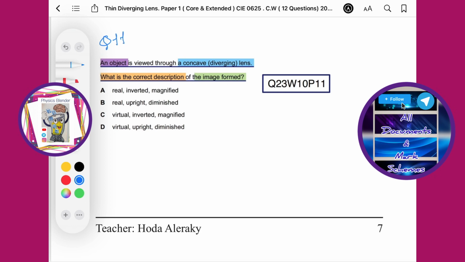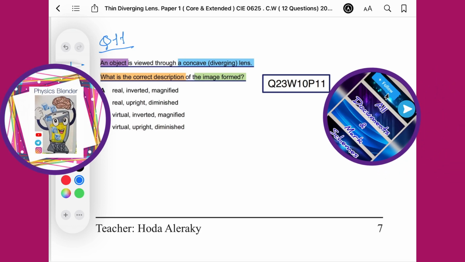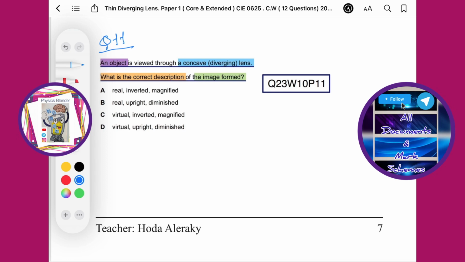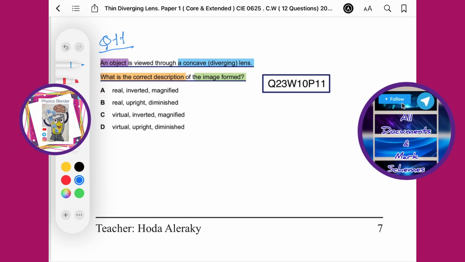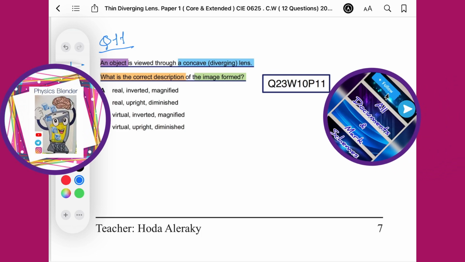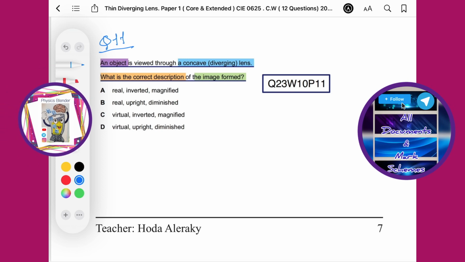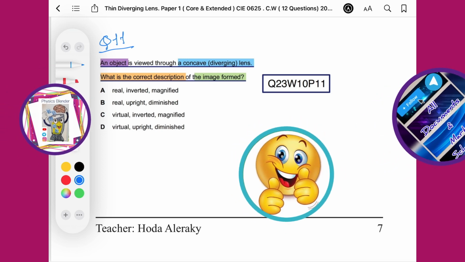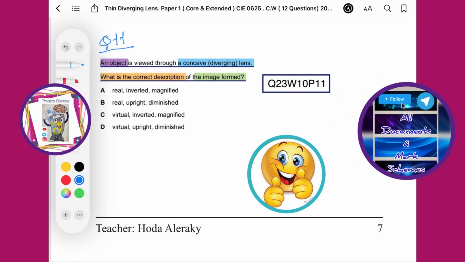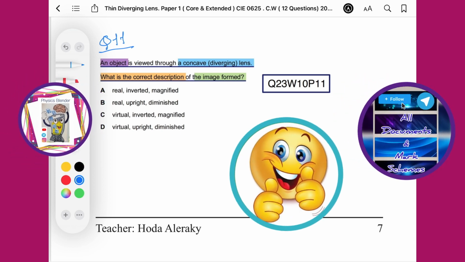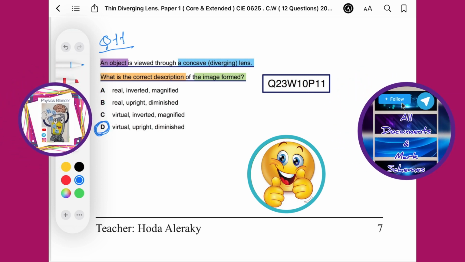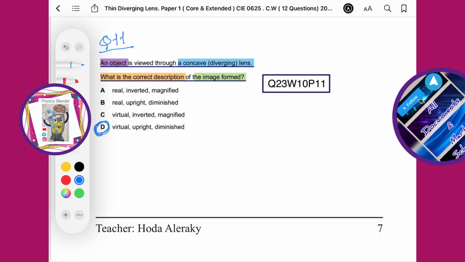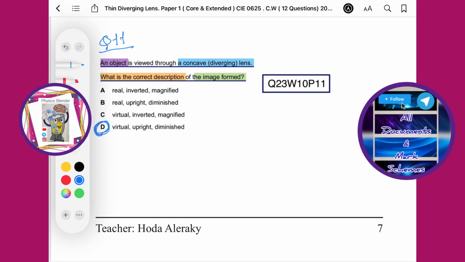Question number 11. We have an object which is viewed through a diverging lens. What is the correct description of the image? Here we have no idea about the location of the object, but we know that the properties of the image will not be affected. The image will always be virtual, upright, and diminished. So the answer of question 11 is D.